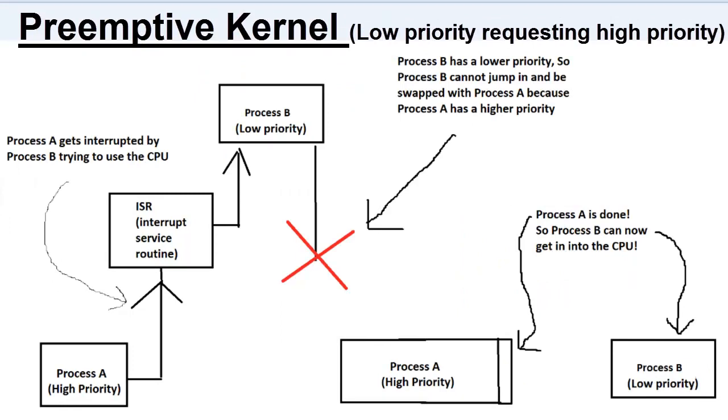We are still in a preemptive kernel, and we're going to switch things around. Let's say process A, which you can see right here, has a higher priority, and then again process A gets interrupted by process B trying to use the CPU. The ISR notices that process B has a low priority, so process B cannot jump in and be swapped because process A has a higher priority. So as you can see, it gets stopped right there. Process A continues doing its own thing. So once process A is done, that's when process B can now get into the CPU. This only happens in preemptive kernels.